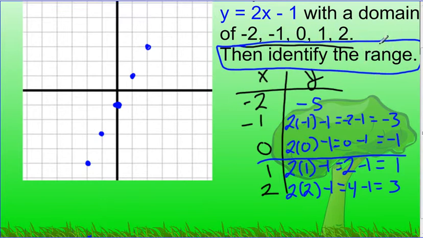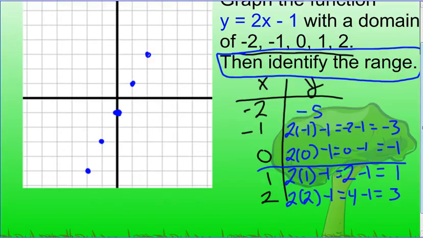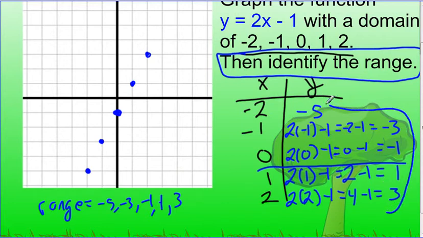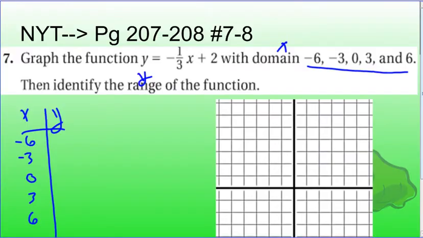So my range in this problem, this was example 3, is -5, -3, -1, 1, 3. It's just my y values. That's what the range is. Range are the outputs. Whenever you did the function, what came out of it? That was it. Okay? So now we're prepared to do number 7.